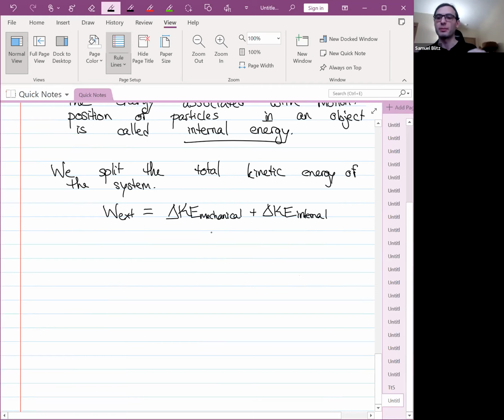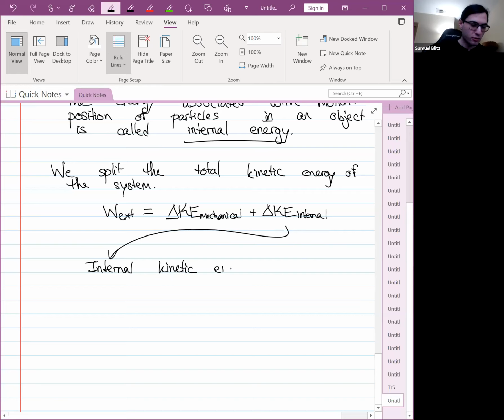And then we can separate them. This is something that we can easily compute. We measure the velocity, we measure the mass, and so on. This is something that's not easy to compute, but we can, in fact, measure it a different way. So the internal kinetic energy can be determined another way.